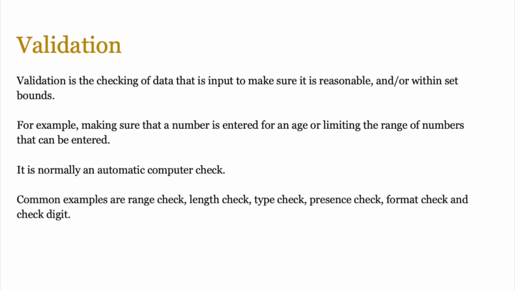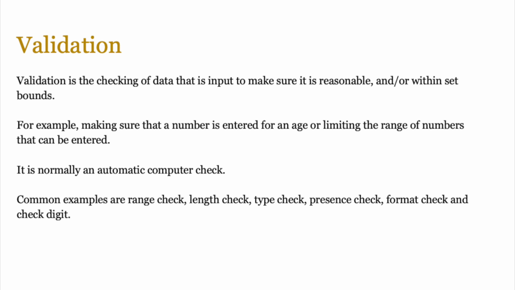Validation checks are basically checking that the data that you've input is reasonable or within a set boundary. For example, making sure that the number is entered for an age, that could be a presence check, you've got to enter it, or that it is reasonable. For example, having somebody's age to be around 200 for a human might not be appropriate. It could also mean limiting the range of numbers that can be entered, for example, between 15 and 55.